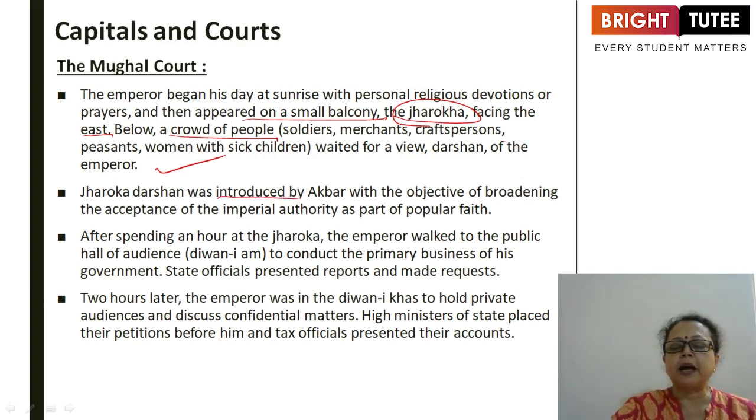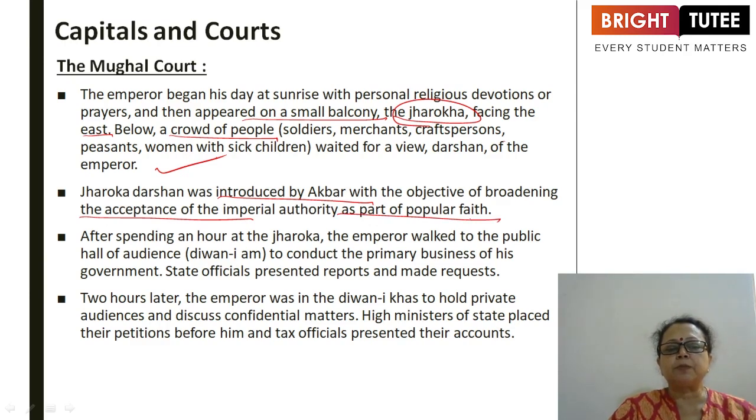Jharokha darshan was introduced by Akbar with the objective of broadening the acceptance of imperial authority as part of popular faith. After worshipping their own god, the emperor came to the Jharokha. Jharokha darshan means that here he used to see the people who were having any type of trouble or problem. Why did Akbar introduce this Jharokha darshan? With the objective of broadening the acceptance of imperial authority as part of popular faith. How the people would have faith and trust in the ruler.